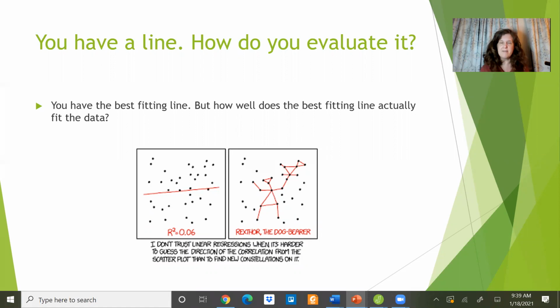You do get a p-value as well. There's some other values that we use to discuss the worth, if you will. By worth, I mean the ability to predict of any given regression line.